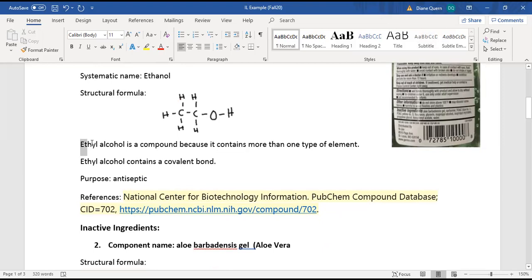So here they said ethyl alcohol is a compound. Why? Because it contains more than one type of element. And we can see that it has carbon, it has oxygen, it has hydrogen. It has more than one type of element combined, so it's a compound.